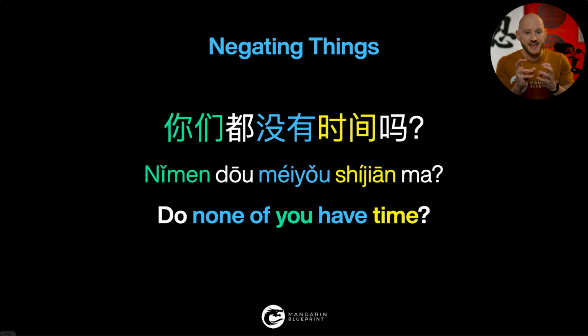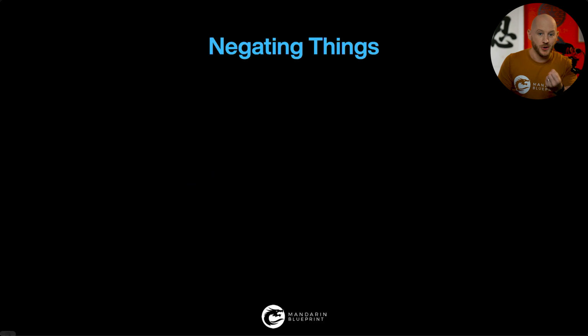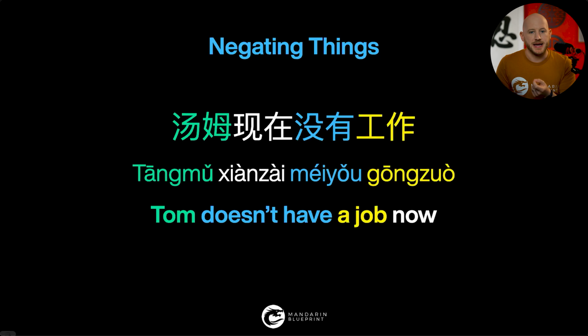And again, there's a word here, 时间, which is, well, is time a noun or a verb? In the general conventional sense, we think of 时间 as something you can have or not have. Really all we have is time, but let's not get philosophical. And so this is an example where we're talking about possession. You don't have it. 汤姆现在没有工作, right? So Tom doesn't have a job right now.